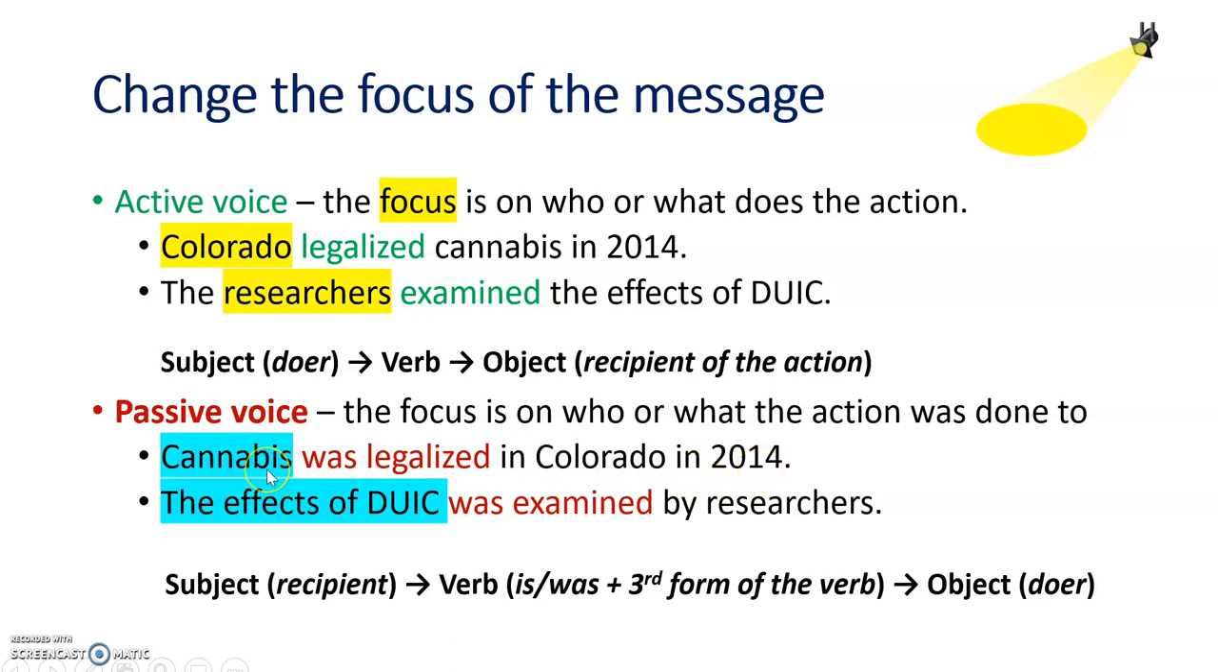Many times when we speak and we're using the passive voice, we even emphasize that first word. Cannabis was legalized in Colorado. The effects of DUIC was examined by the researchers. What becomes important, where the spotlight is here, is cannabis and the effects. So we have the subject, which is the recipient of the action, the verb, which is is or was, plus the third form of the verb, and the object, the doer.